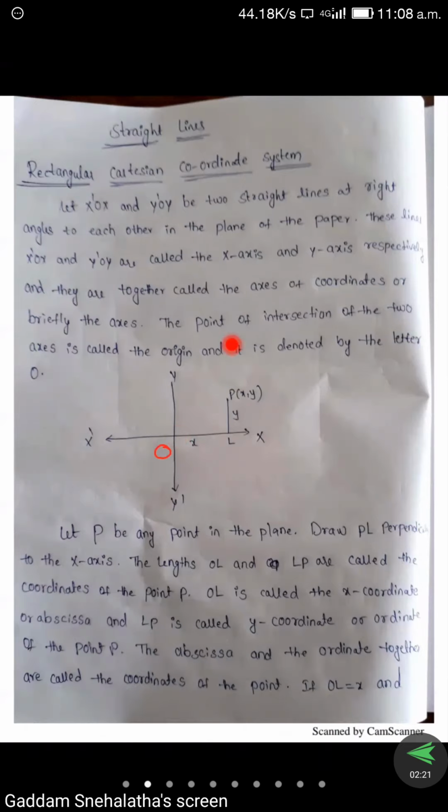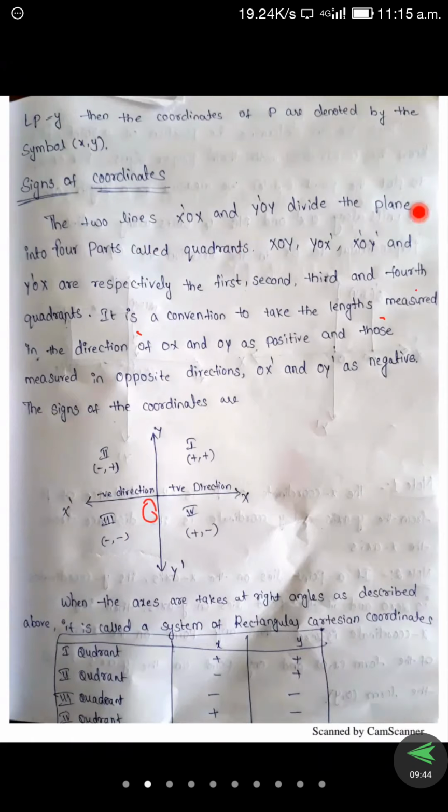So the 2 lines X dash OX and Y dash OY divide the plane into 4 parts. Means X dash OX is like this and Y dash OY is like this. These 2 are intersecting at one point, that is origin. So these are dividing the plane into 4 parts. This is first part, second part, third part, fourth part. These four parts are called quadrants.